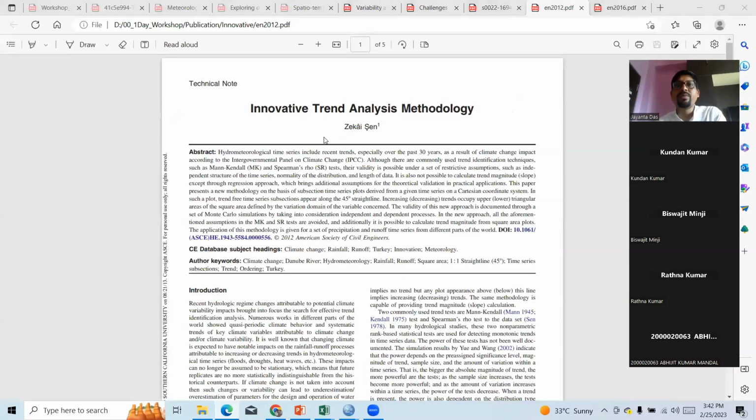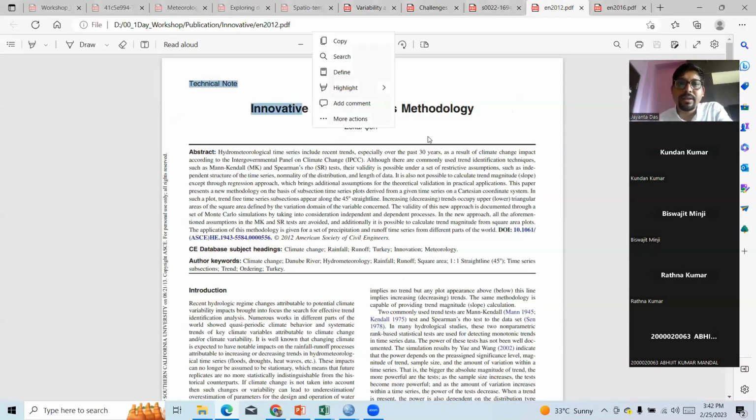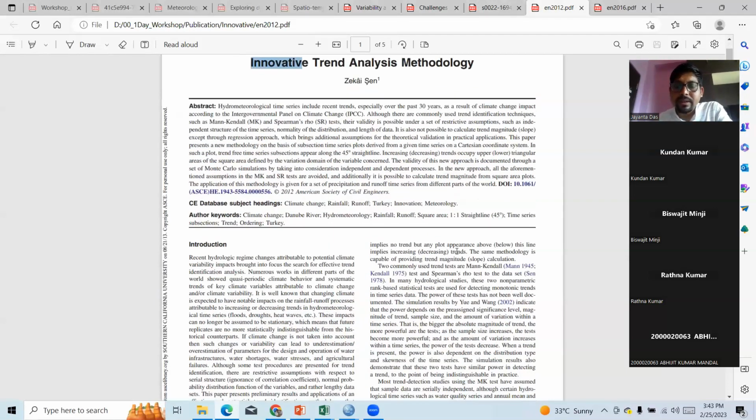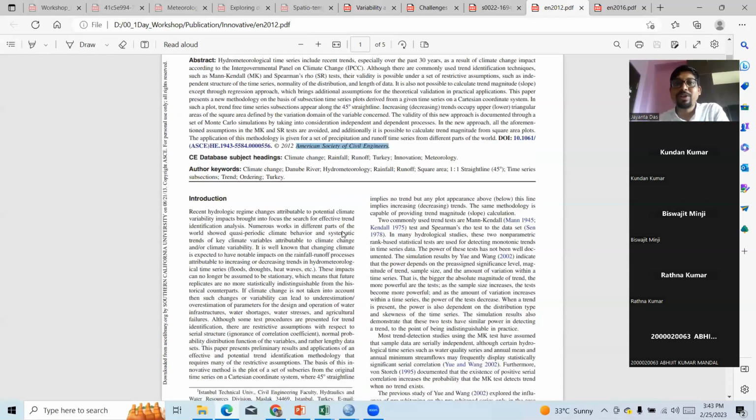Jacquesson proposed the innovative trend analysis methodology. This is a technical note. Jacquesson, first in 2012, described everything, how he prepared this method. This paper was published by the American Society of Civil Engineers. So it is very relevant to this department, because the civil engineering department organized this workshop, right?